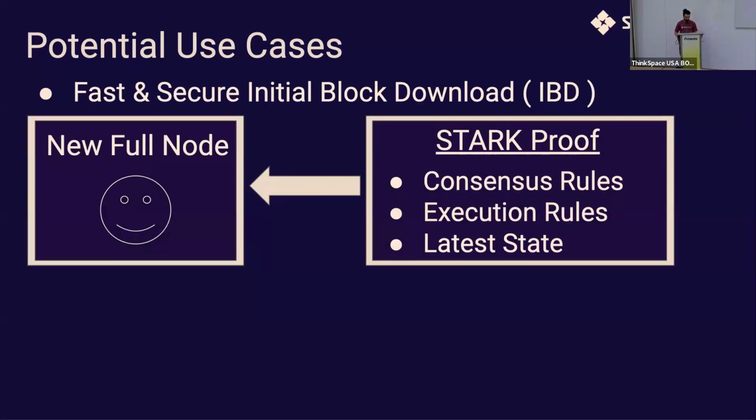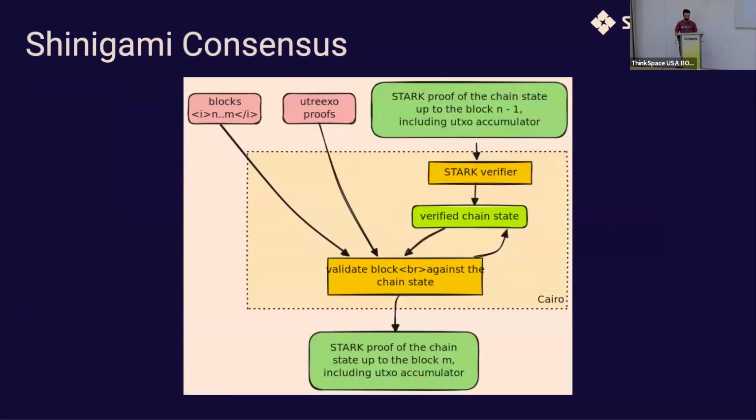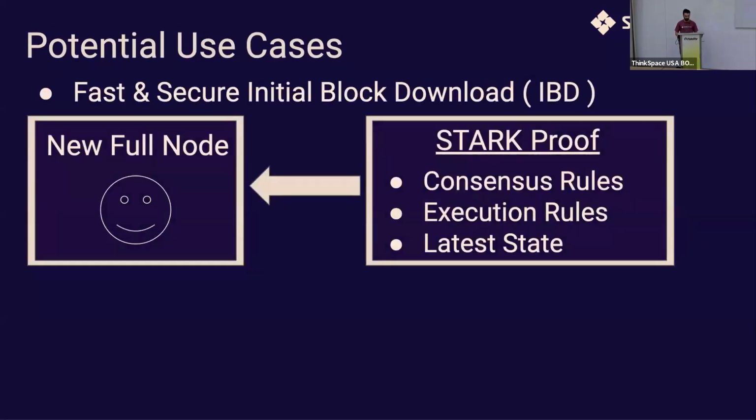So the essential idea of Shinigami, some of the use cases include initial block downloads. When you start a Bitcoin full node, you have to essentially run all the Bitcoin transactions from Genesis up to the current state. Otherwise, you don't really know for sure if the state that you were passed by the network is valid. And if you create a proof like this of blocks 0 all the way up to the current head, you can verify that proof.